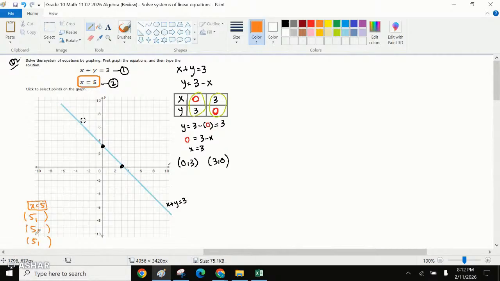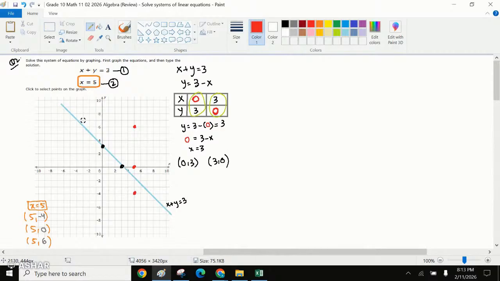So the value of x is fixed. The value of y is variable. You can take y to be -4, 0, and 6. Any numbers. But try to take smaller numbers, so that it's easier for you to draw it on the graph paper. So once we plot these points, 5 and -4, right? 5 and 0, 5 and 6.